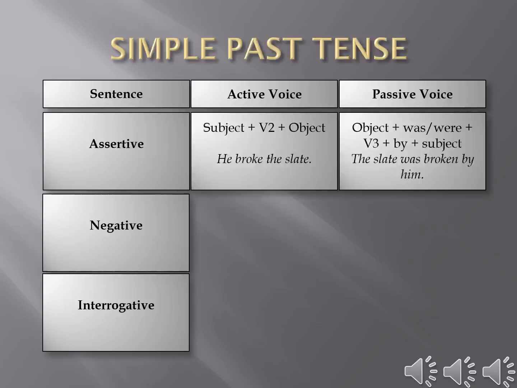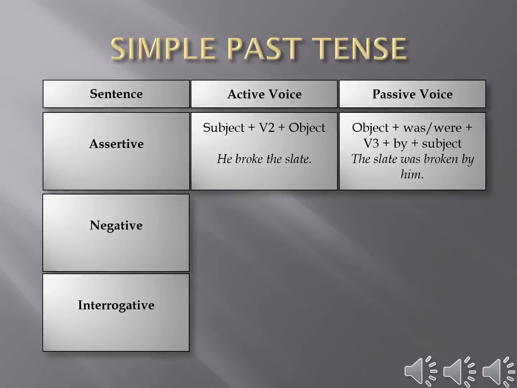Let's start with the simple past tense, where we use the second form of verb in active voice, and it will be changed to the third form of verb while making its passive form. We will use "was" as a helping verb, and subject and object will be interchanged accordingly. Here is the example to make it more clear. He broke the slate. This sentence is in active, and the passive form is the slate was broken by him.